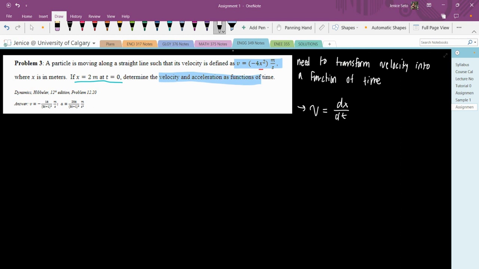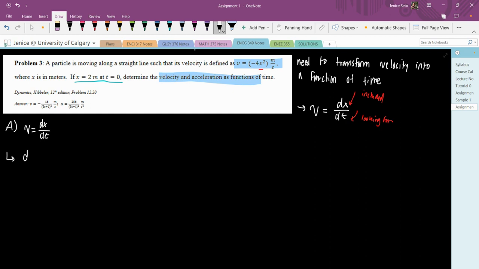So first things first, we are going to use this equation. Sorry, let me write, this is for part A. And we're going to use our velocity. And this form works because we have the dt that we're looking for, and we have the dx, which is already included. So we're going to rewrite velocity as dx over dt.